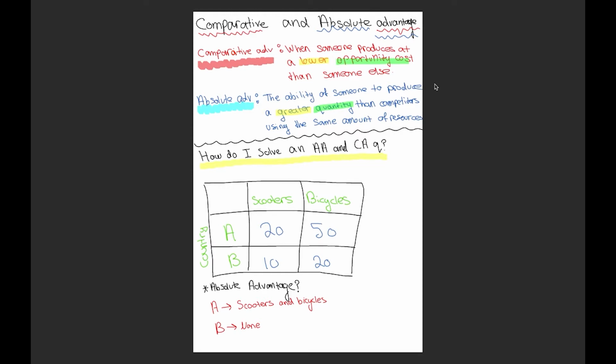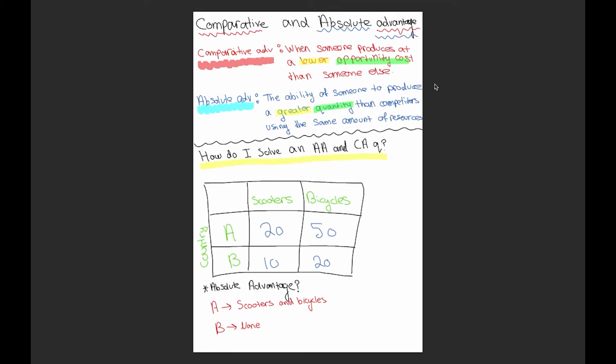Absolute advantage is the ability of someone to produce a larger quantity than competitors using the same amount of resources. Please keep that in mind. It's the same amount of resources, not more, not less, exactly the same. So I'm producing pens and country B is producing pens. We both have the same resources, the same amount, the same everything. However, I'm producing 20 pens and they're producing 15 pens. Who has the absolute advantage? I do, of course, because I'm producing 20 and they're producing 15. So I'm producing way more than them.